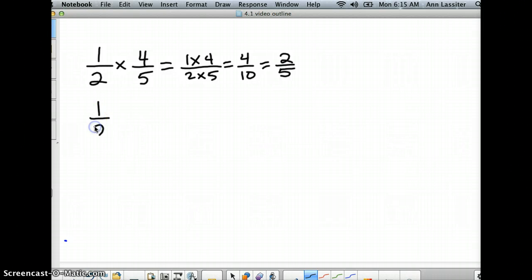However, on the front end, I want you to see that the 4 and the 1 are multiplication, and the 2 and the 5 are division. So we can look for a common factor in any numerator and any denominator. So if I look here, I see that there's a 4 and a 2, which have a common factor of 2. So I divide both by 2, and my 4 divided by 2 is 2, my 2 divided by 2 is 1. And then I multiply straight across, and I have 1 times 2 is 2, and 1 times 5 is 5, and I get the same final answer.